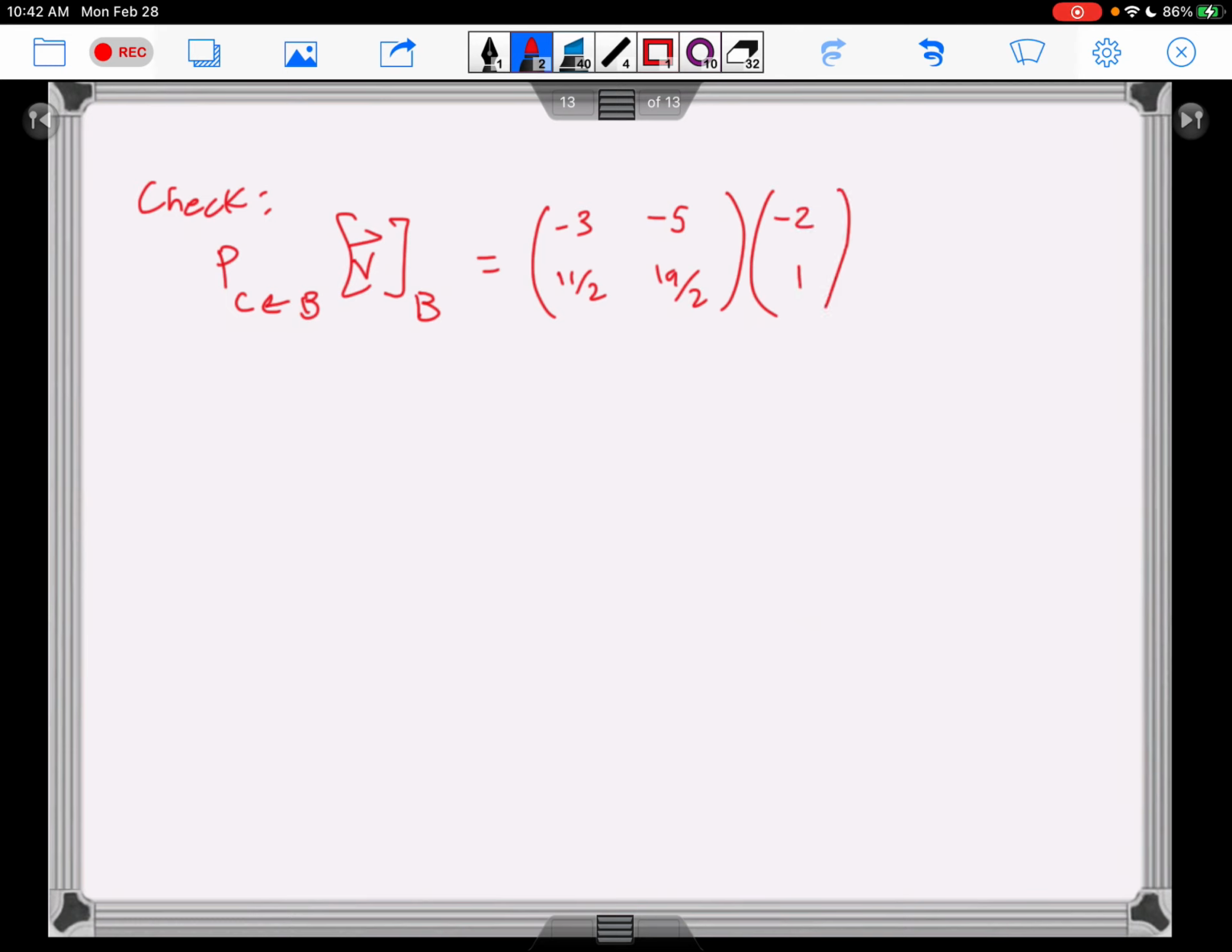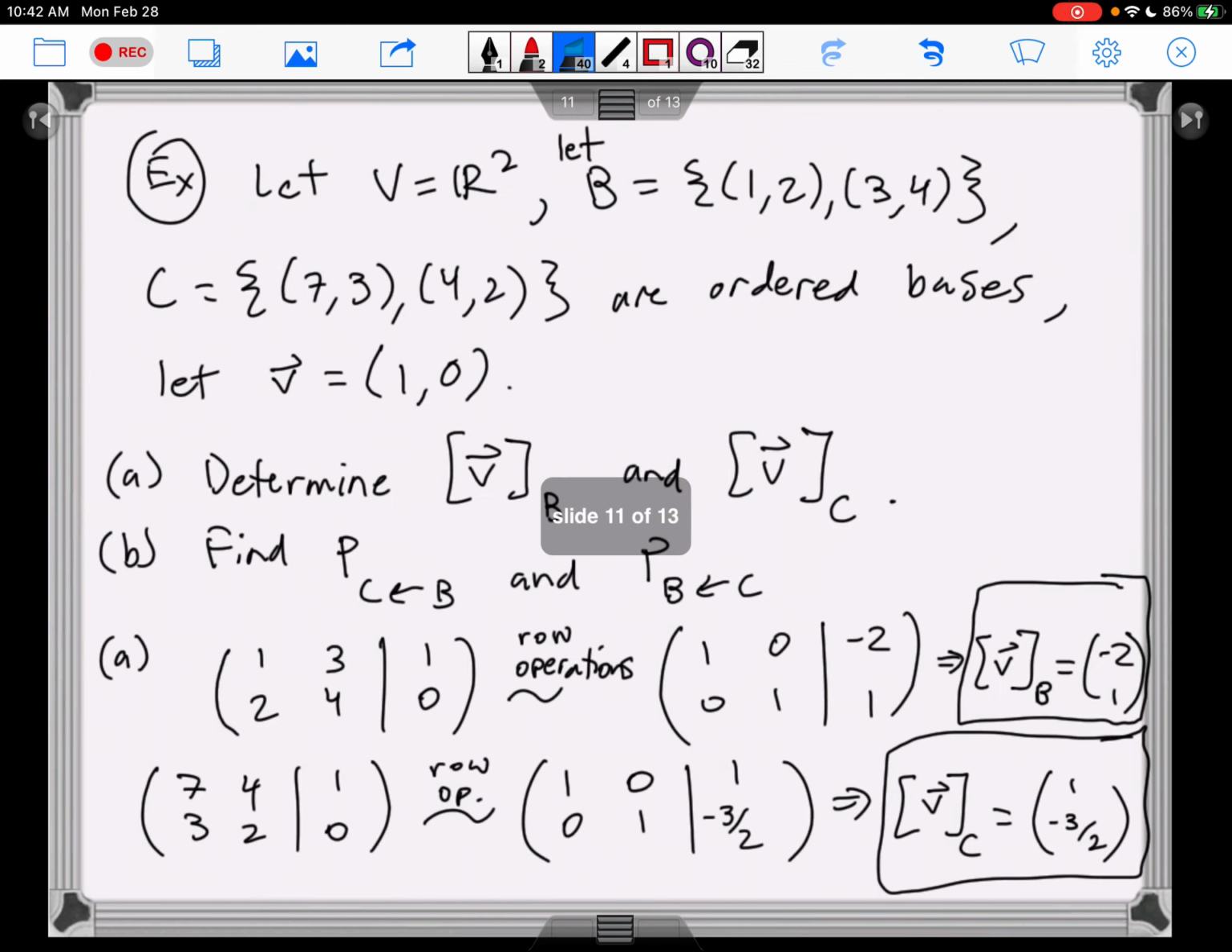So if we actually multiply this out, we end up with 1, negative 3 halves, which is indeed V relative to C. So it worked. See how multiplying this change of basis matrix by V relative to B gave us V relative to C. So we were able to convert this guy to this guy using the matrix.